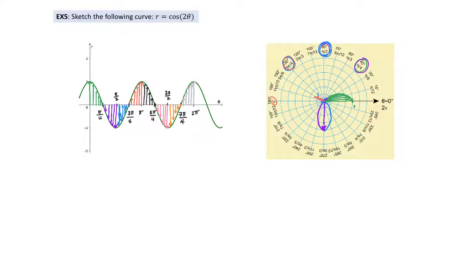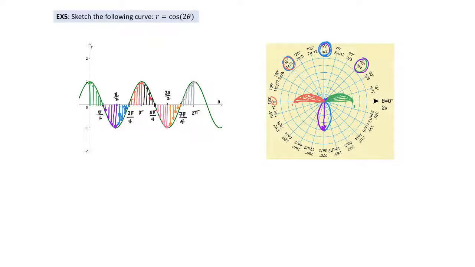So 1, 2, 3, 4. So I have to go all the way to here. Those rays are getting larger every single time as I move towards pi. Like this, like this, like this. And at pi it is going to be exactly 1. So following the shape, I'm going to get something that looks like this.